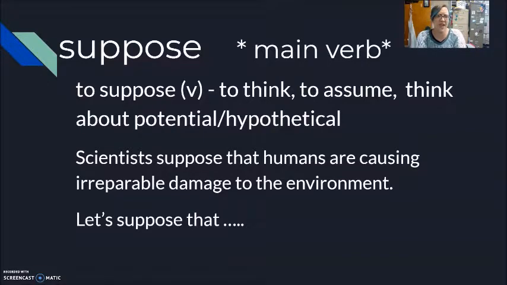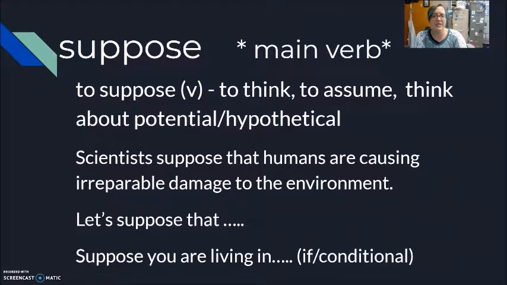Let's suppose that you are coming to English class on Saturday. What will you do? What will happen? Let's suppose that you find $100 on the ground. What would you do? It almost has a feeling of conditional, of that possible potential when we use it as a main verb.